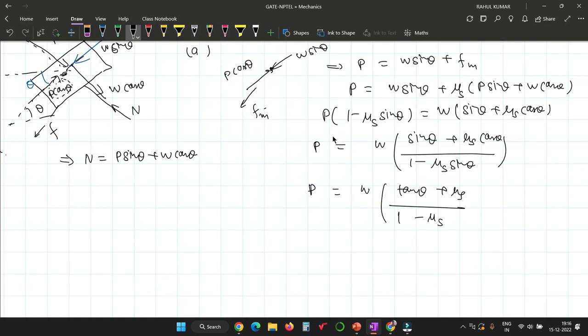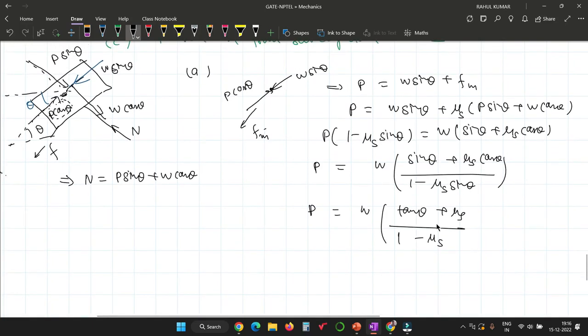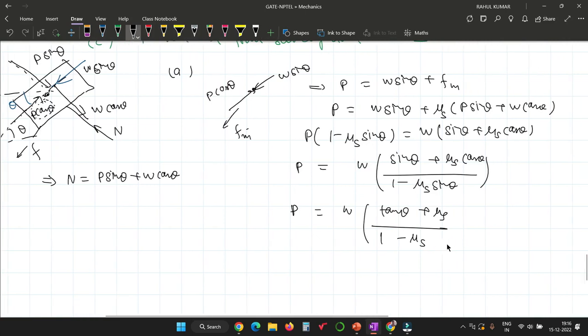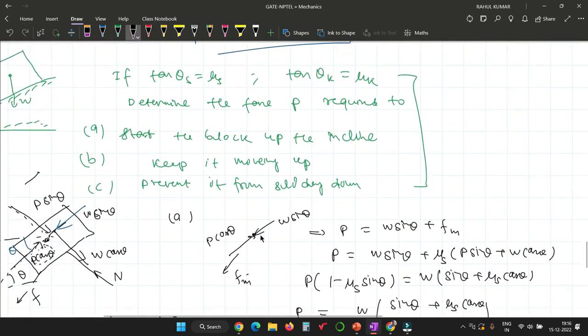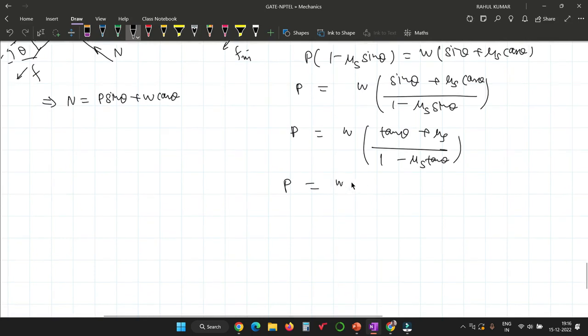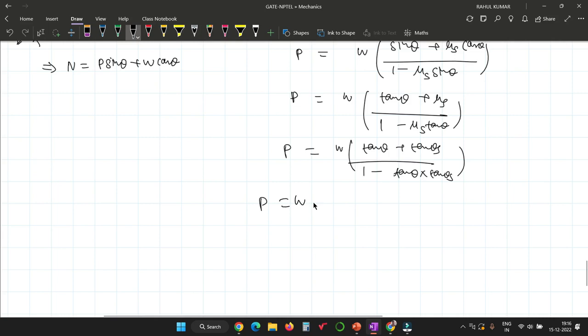Sorry, I'm making some mistake here. Now mu s equals tan theta s. So P equals W times tan theta plus tan theta s divided by 1 minus tan theta into tan theta s. Now we already know the formula of tan A plus B, so this will become tan of theta plus theta s.